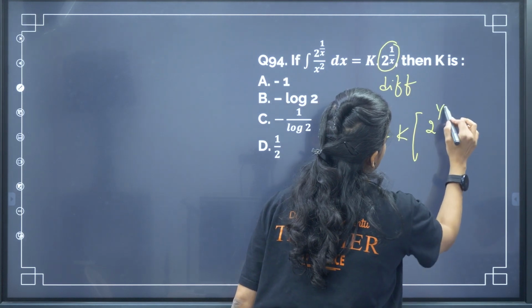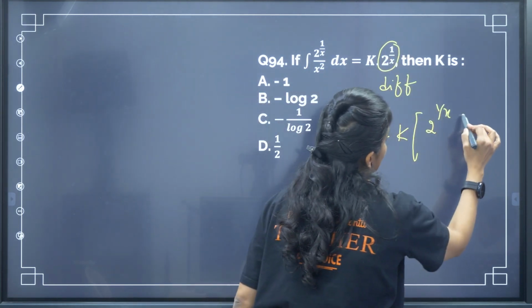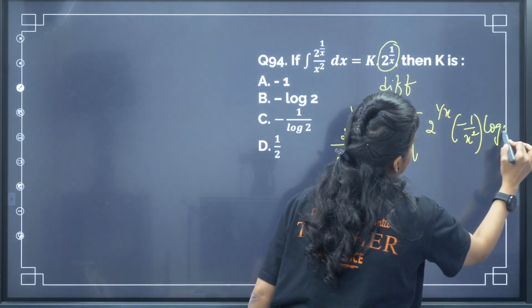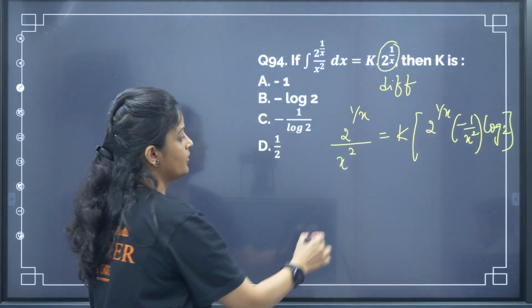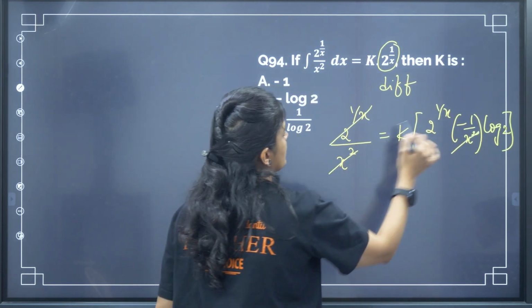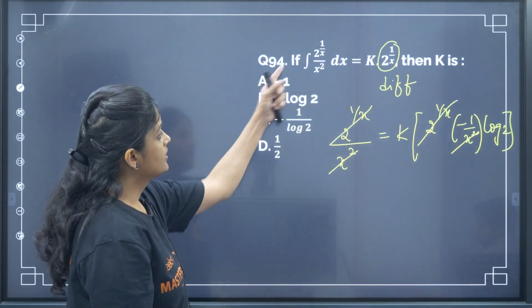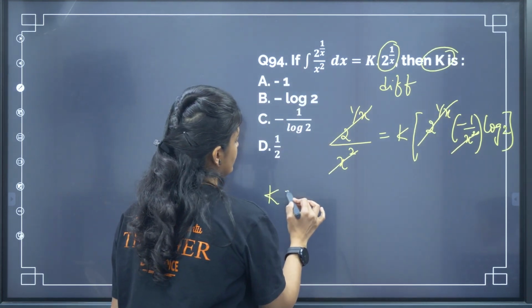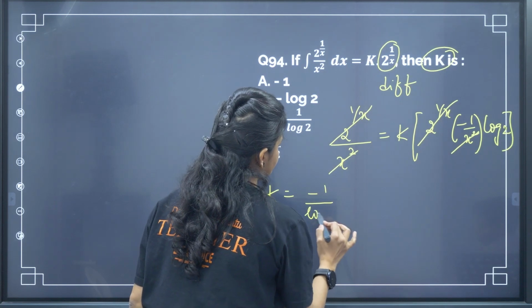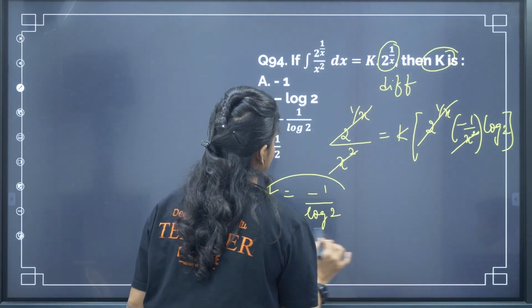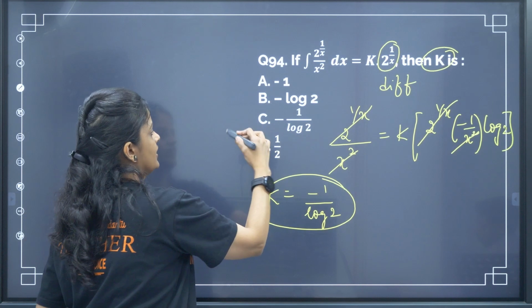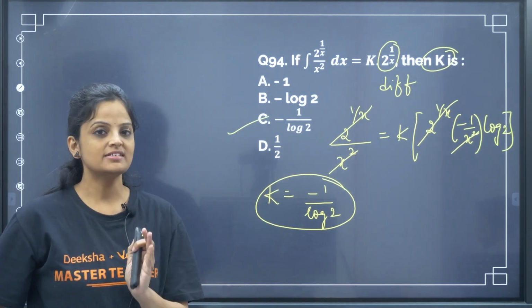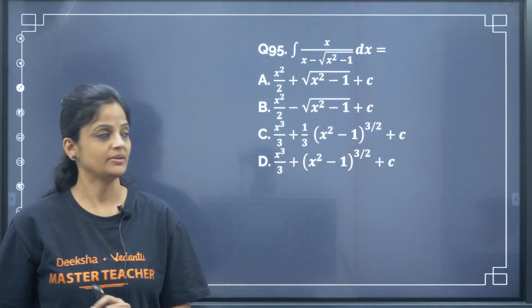2 to the power of 1 by x, differentiation of 1 by x, and log 2, right? Now x square and x square is gone, 2 power 1 by x, 2 power 1 by x is gone. What they are asking you is the k value, and the k value will be minus 1 by log 2. Yeah, minus 1 by log 2, that we have in option C. Okay, simple. Once you understand the logic, yes, it is very simple.